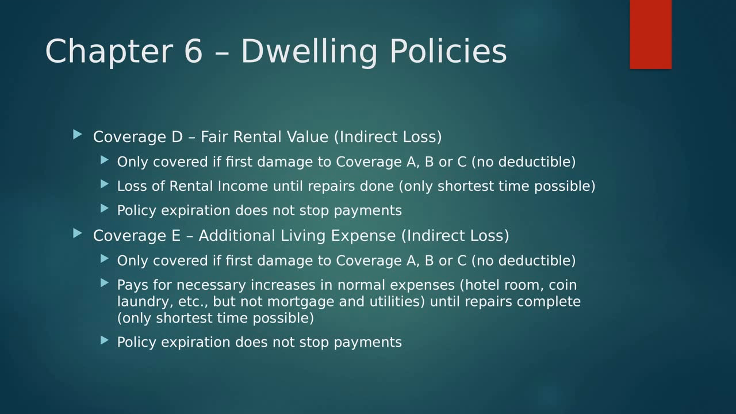For example, the house burns down that you were staying in, or trailer you were in. You have to go to a hotel room. It's going to cover that cost. If there's no laundry included with that room, you're going to have to pay for coin laundry. That's an additional cost, but it's not going to cover things like a mortgage or utilities, those things that continue to come in that were the same as they were before the loss. And this also continues on until the repairs are complete, only the shortest time possible. And again, the policy expiration does not stop the payments in this case.